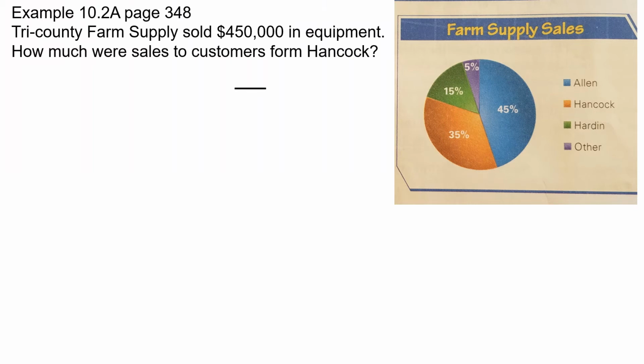And here's another example. Tri-County Farm Supply sold $450,000 in equipment. They want to know how many sales were to customers from Hancock. Well, Hancock is represented by orange, so there was 35%. So Hancock sold, this is the part, right? They sold 35% of the whole. How many did they sell altogether? 450,000. So that's the whole.